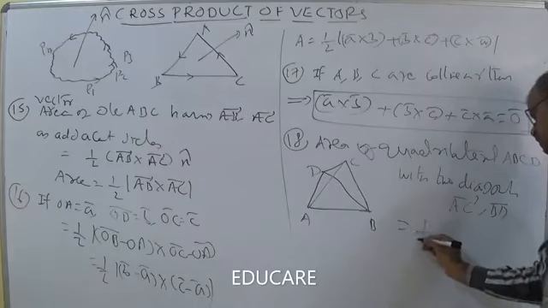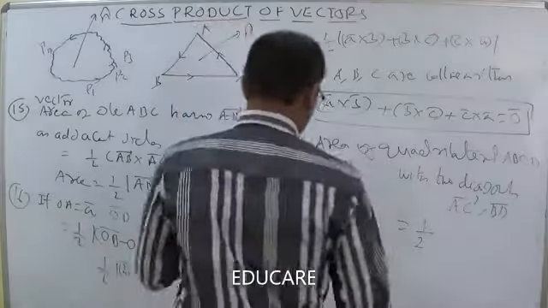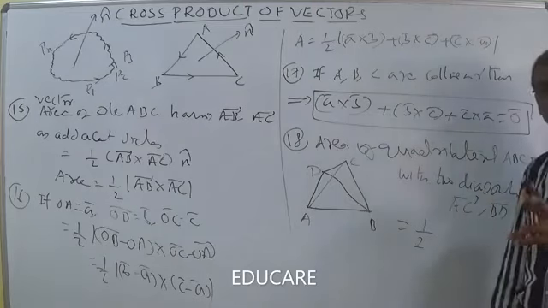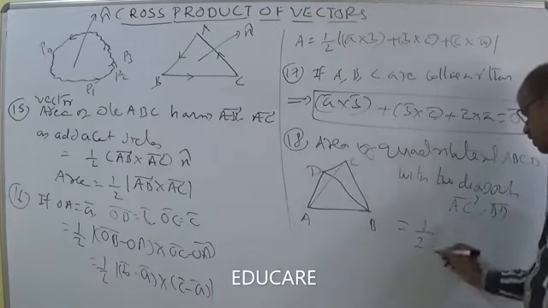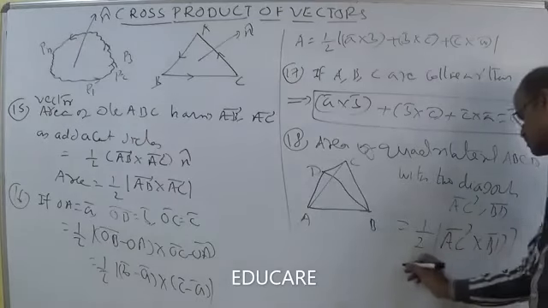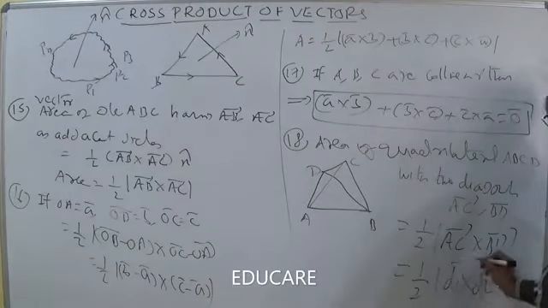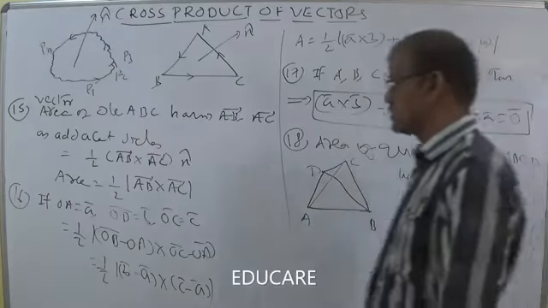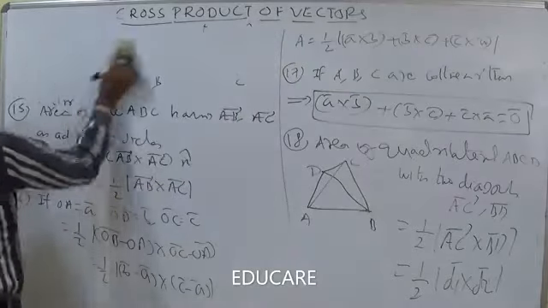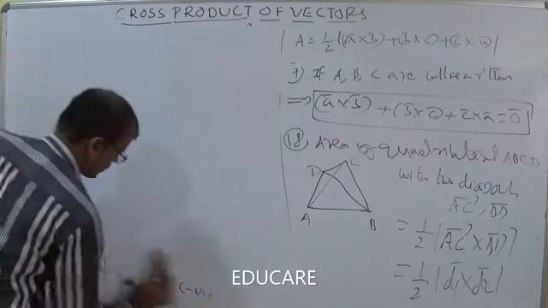For any quadrilateral, maybe a square, rectangle, trapezium or anything, but parallelogram is separate. If we are given the diagonals, we should use the same formula: 1 by 2 into diagonal cross diagonal. Some people write this as 1 by 2 into D1 bar cross D2 bar. With magnitude, this is the simple area. For a parallelogram, there is a separate formula for diagonals and a separate formula for adjacent sides.